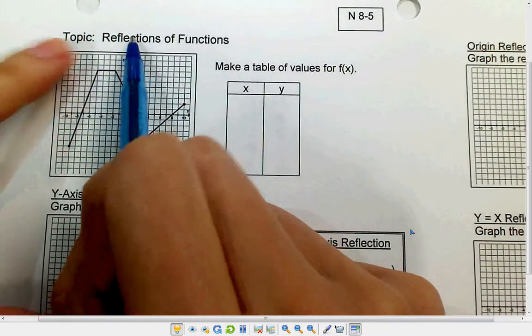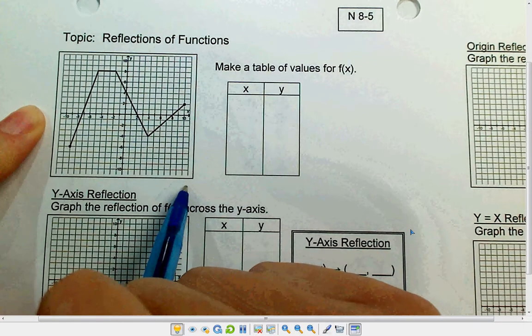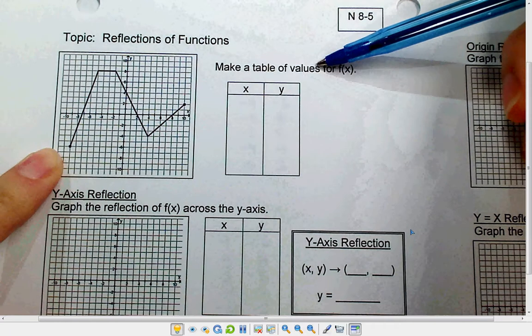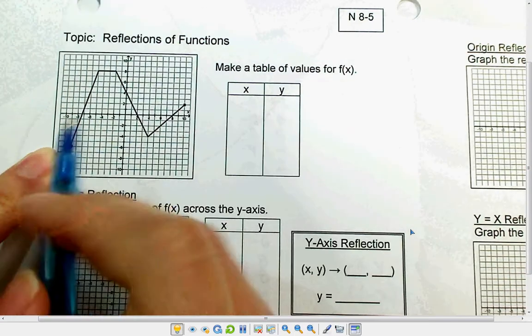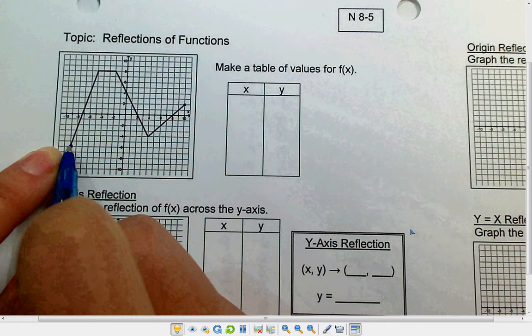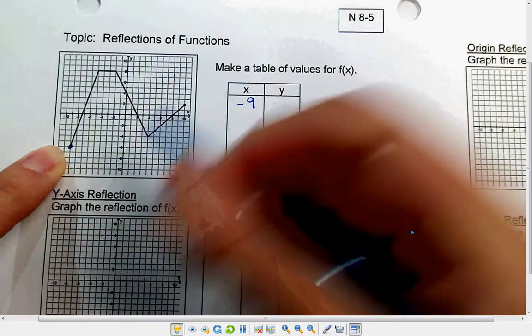We'll be learning about reflections of functions. So this is the original function that I'm starting off with, and we're going to start by making a table of values for the important points of this function. The first point I'm going to use is the starting point right here, which has an x value of -9 and a y value of -6.